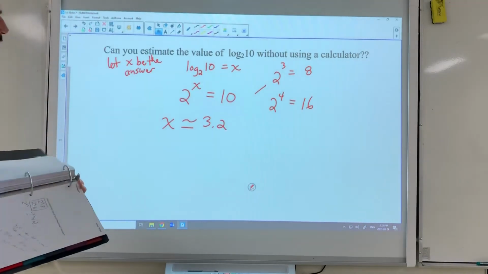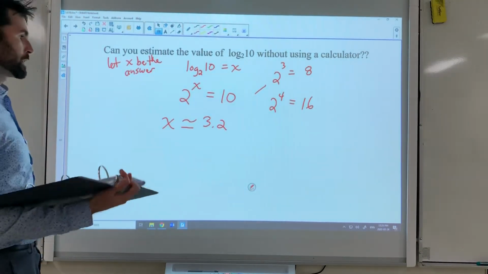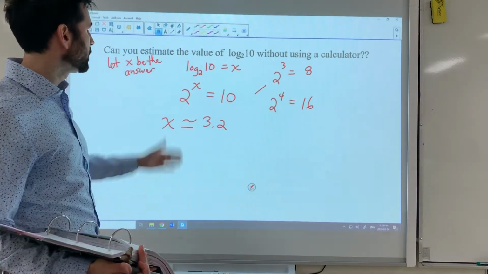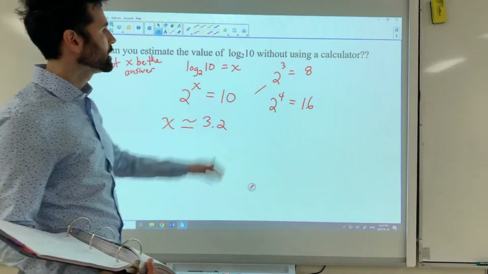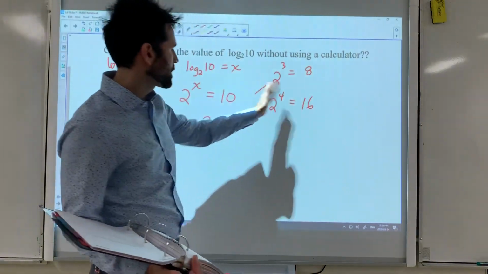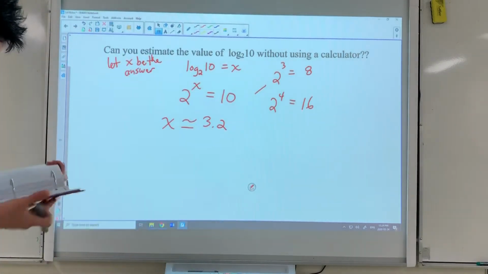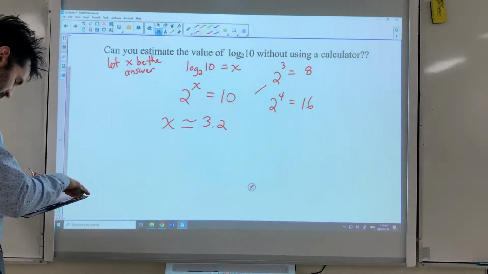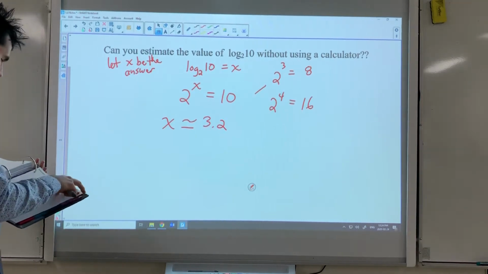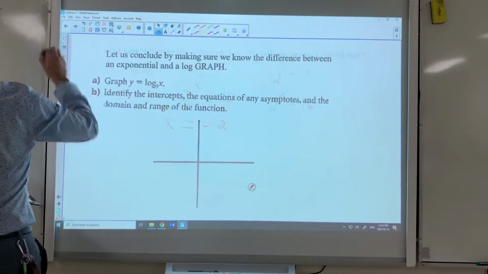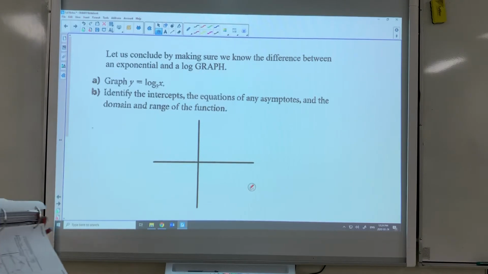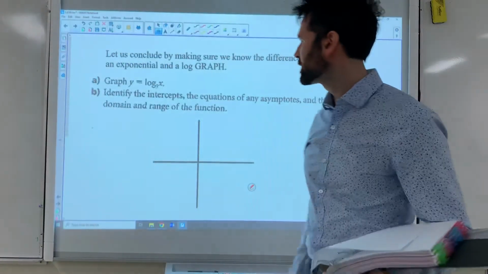3.2. And if they ask you why, you would have to explain in words, well, 2 to the power of something has to equal 10, 2 to the power of 3 is 8, 2 to the power of 4 is 16, the answer must lie between 3 and 4. Boom! Alright, that's that one. Yes, let us conclude, because that was really hard.